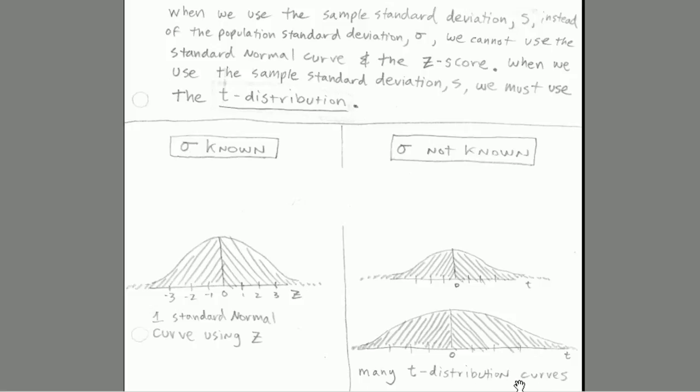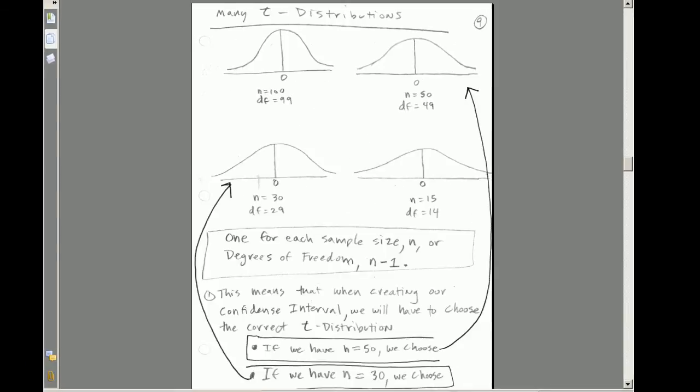And there are many t distributions. Here's the t distribution if our sample size is 100, 50, 30, or 15. Now, there's lots of t distributions, and each one is based on sample size n, or the parameter degrees of freedom, where we take the sample size minus the number of samples. Now, in this chapter, we only have one sample. Later, we'll see when we have two samples.